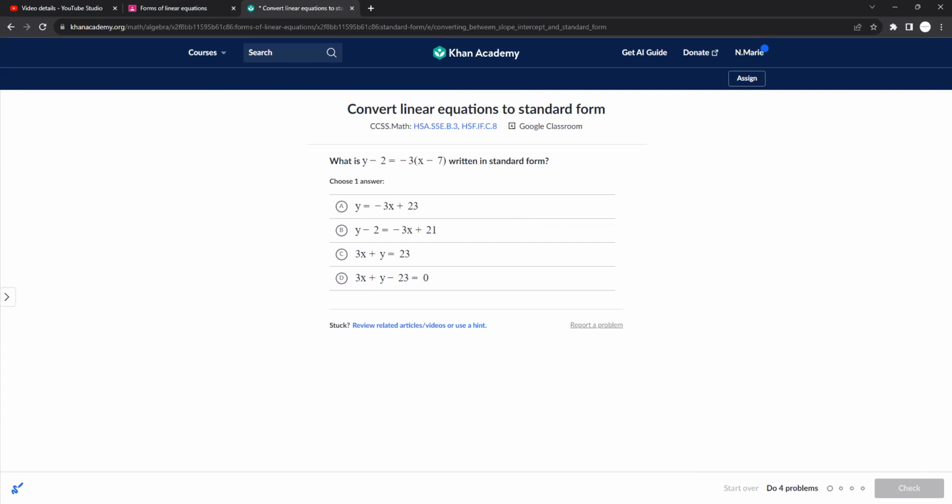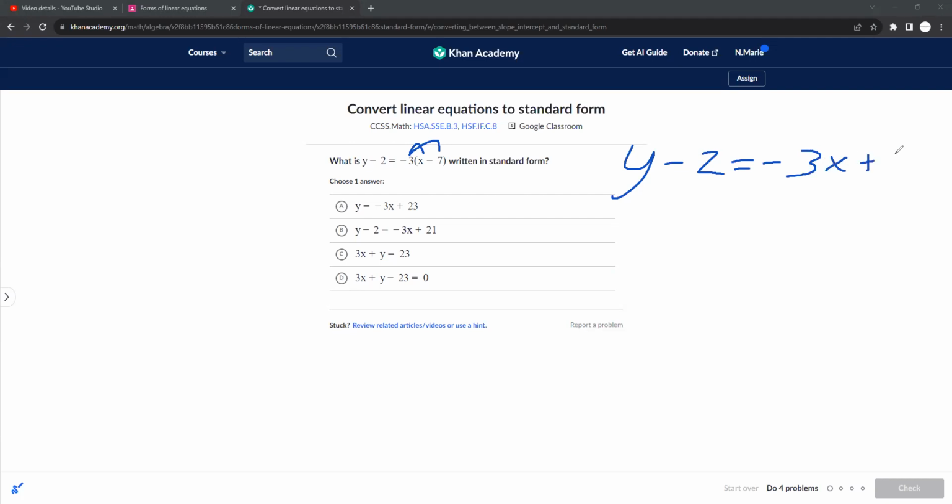So here we want to put this in standard form. So you're going to do the distributive property first. That gets you y minus 2 equals -3x plus 21. I am going to add the 2 to the other side. Actually, no. I'm going to minus 21. Well, there's multiple ways you can do it. I just need to get the x to the other side. So let's add 3x to this side. And then add 2 to the other side. And there it is. I rearranged the equation into standard form.